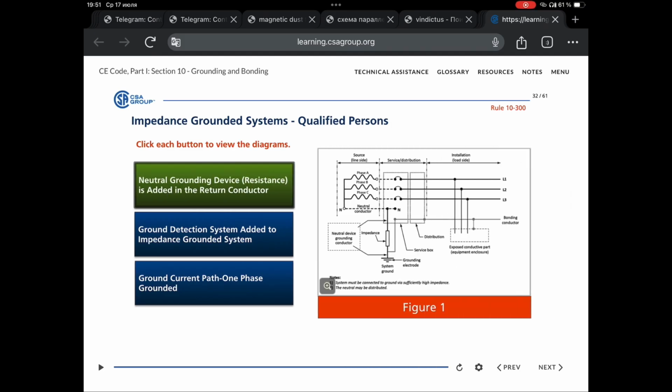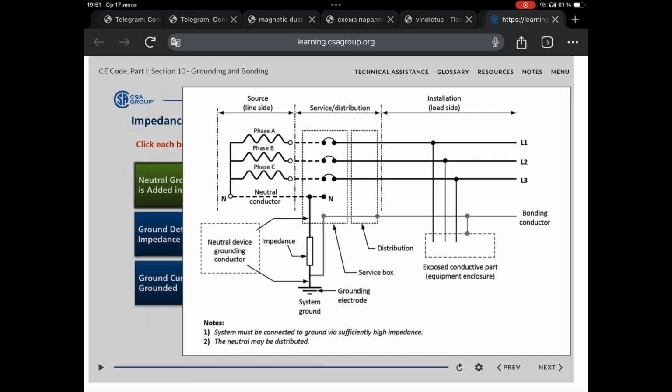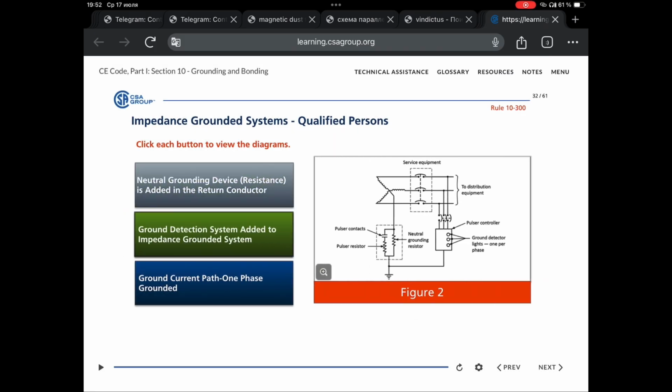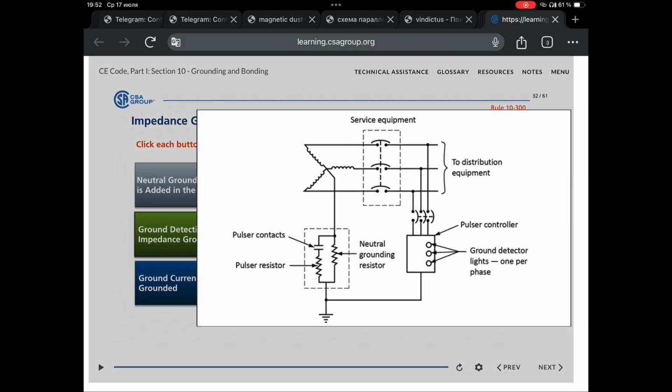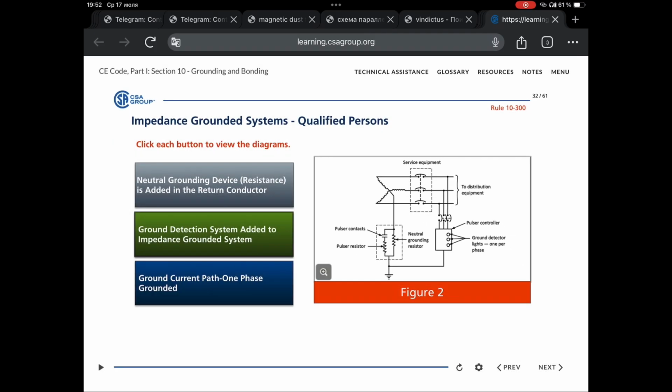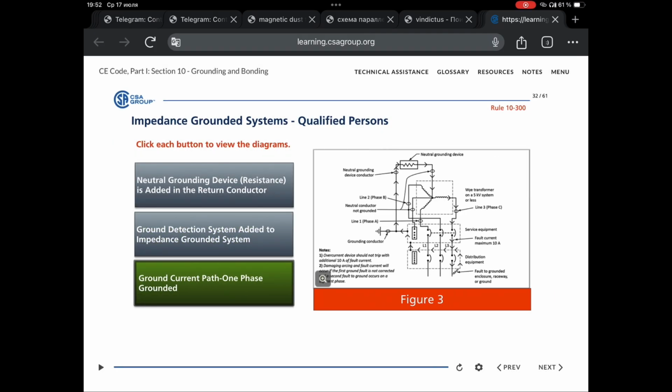In the first figure, a neutral grounding device, resistance, is added in the return conductor to reduce the fault current level in the electrical system to no more than 10 amps. The second figure shows the ground detection system that must be added to an impedance-grounded system to indicate there is a ground fault on one phase. The third figure shows the path of the ground fault current when one phase is grounded.